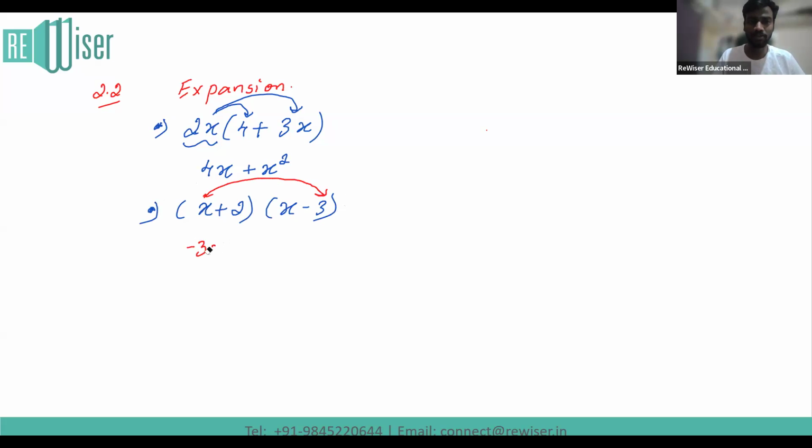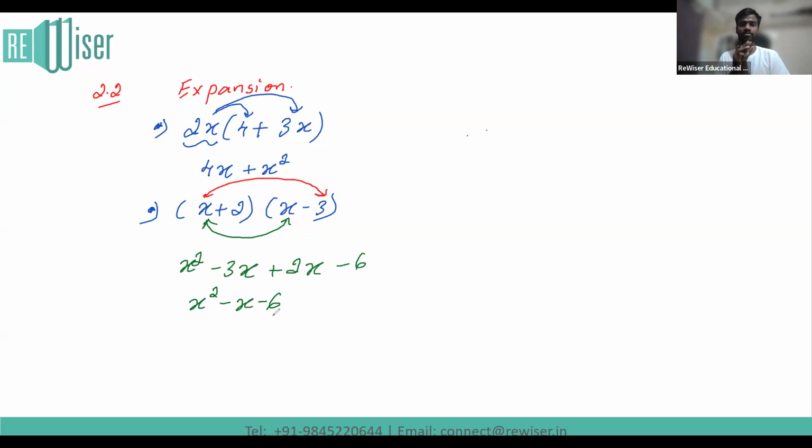Or we can first multiply the first terms in both the parentheses. That's x times x, which is x squared. Then x times minus 3, which is minus 3x. Then 2 times x is positive 2x. And 2 times minus 3 is minus 6. And we can add the like terms here, which gives x squared minus x minus 6. And this is how the expansion works.